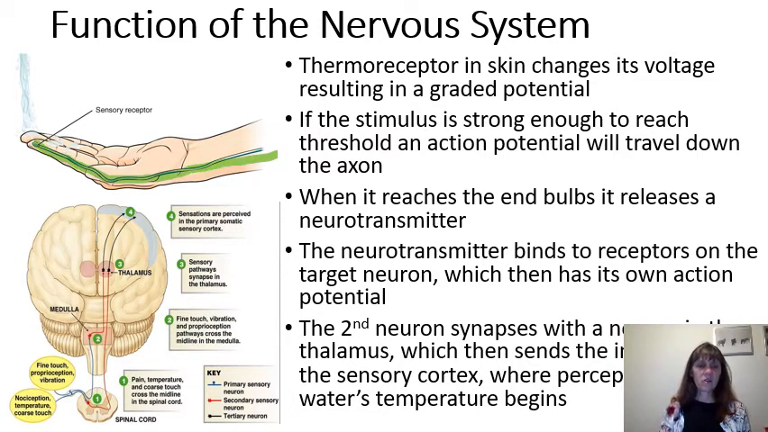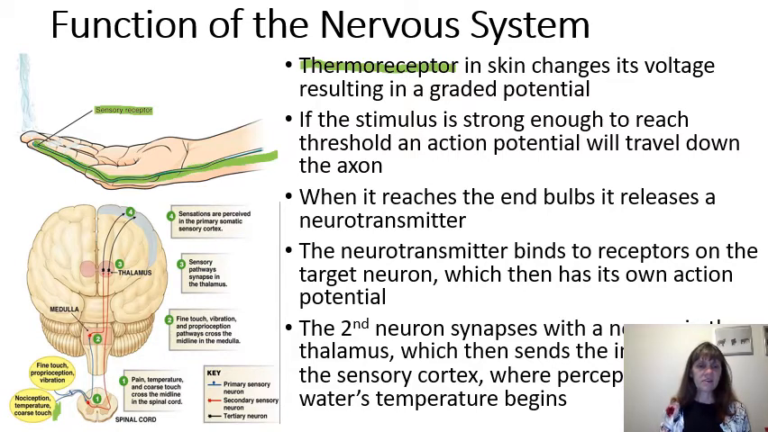In this case, we have examples of two different sensory neurons coming from the periphery of the body to the brain. Because we're looking at the sense of temperature with this particular thermoreceptor in the skin, we're going to focus on this particular neuron here, which is sensing information regarding nociception for pain, temperature, and coarse touch.